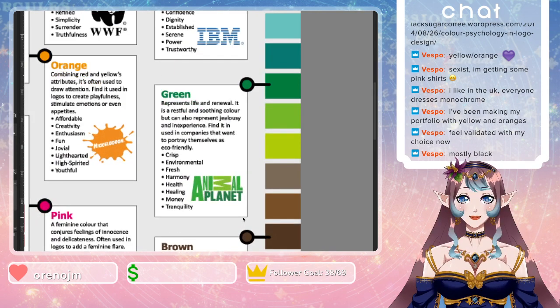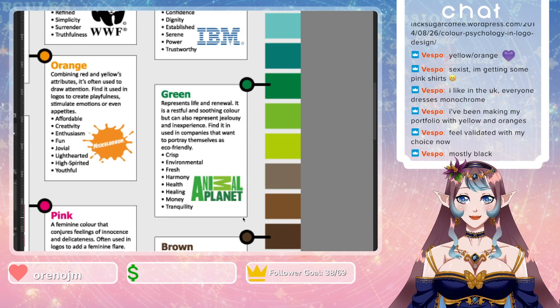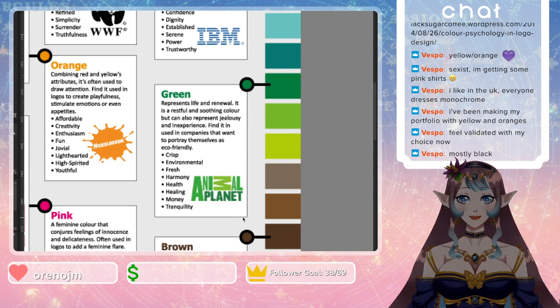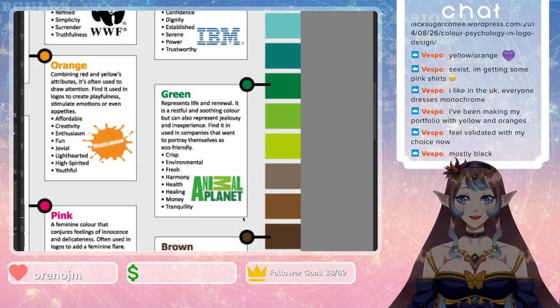Green represents nature, life, renewal. It is a restful and soothing color, but can also represent jealousy and inexperience. You'll find it used in companies that want to portray themselves as eco-friendly. So like Animal Planet, for example. Wait, no, I think the PETA logo is blue. I mean, PETA isn't so eco-friendly if you ask me, but Greenpeace, eco-friendly.